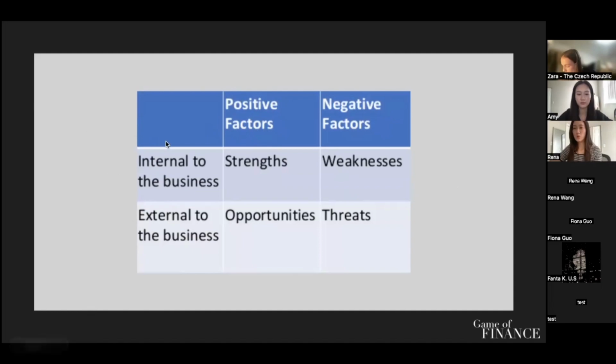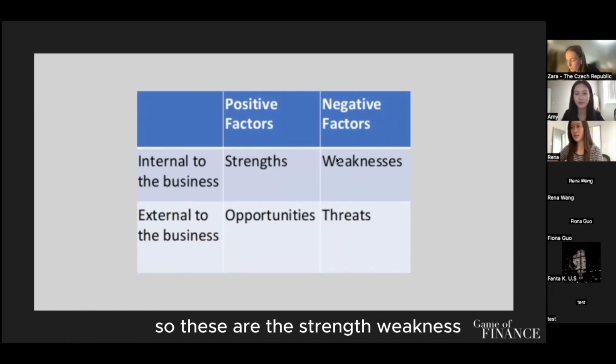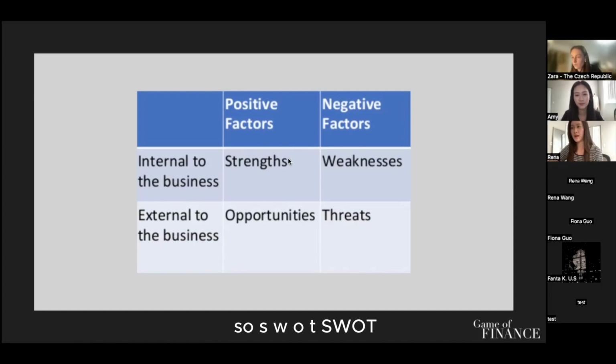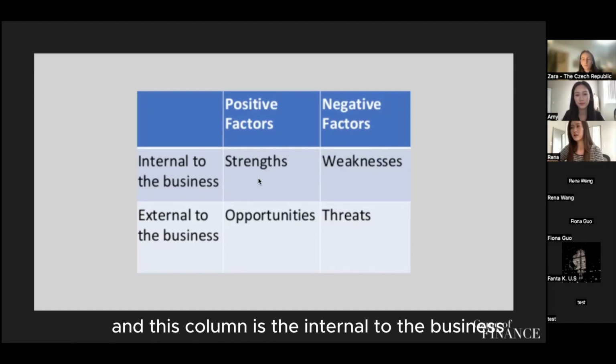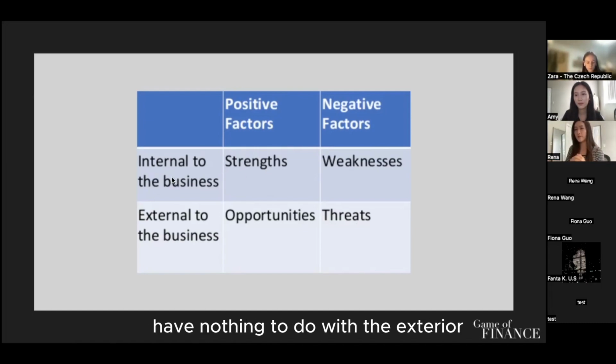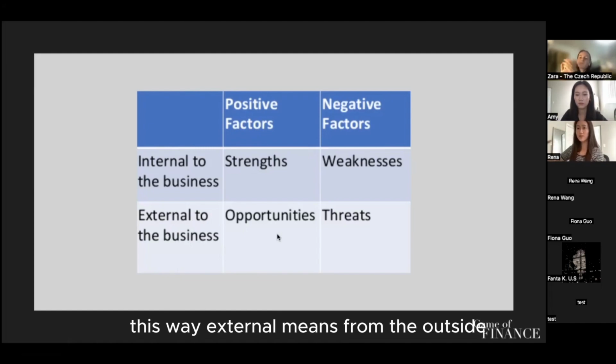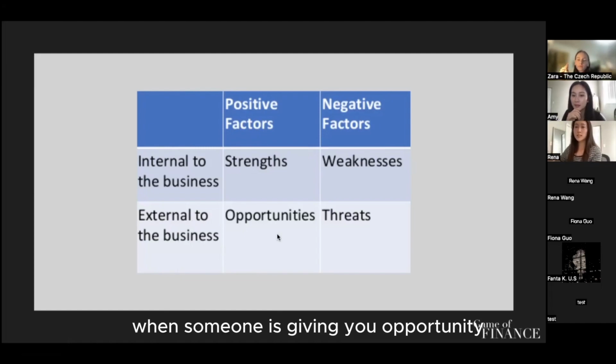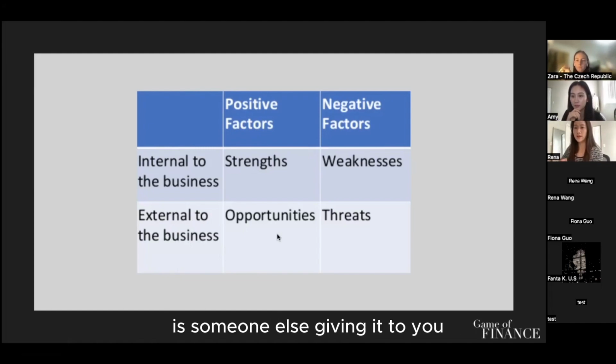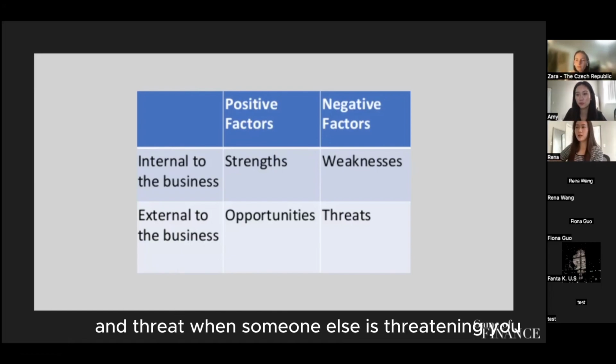This is the SWOT analysis format we put it in. So these are the strengths, weaknesses, opportunities, and threats. And this column is internal to the business. So what the business already has, nothing to do with the exterior. And then the positive and negative factors. External means from the outside. When someone is giving you an opportunity, it's someone else giving it to you. You don't already own it. And threat, when someone else is threatening you.